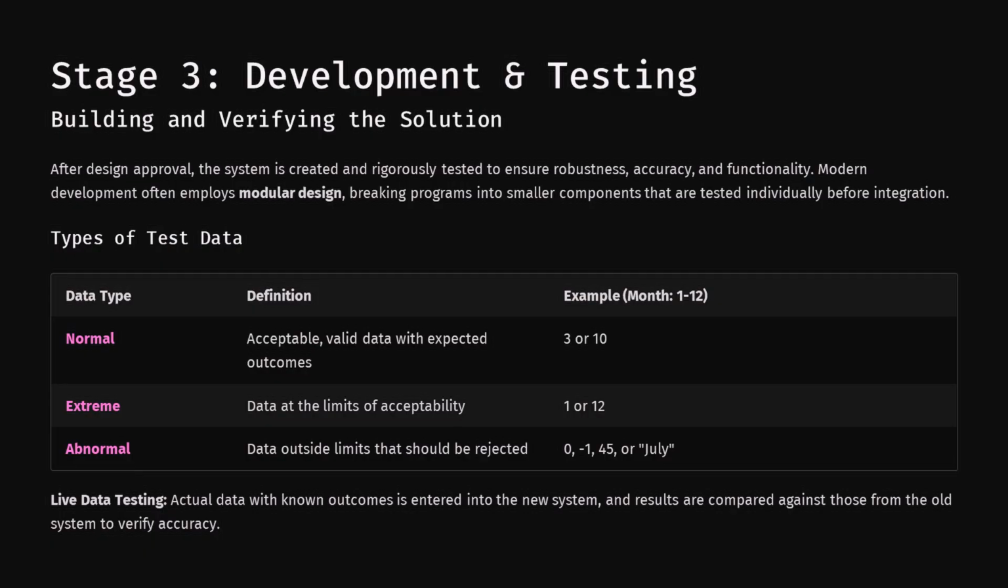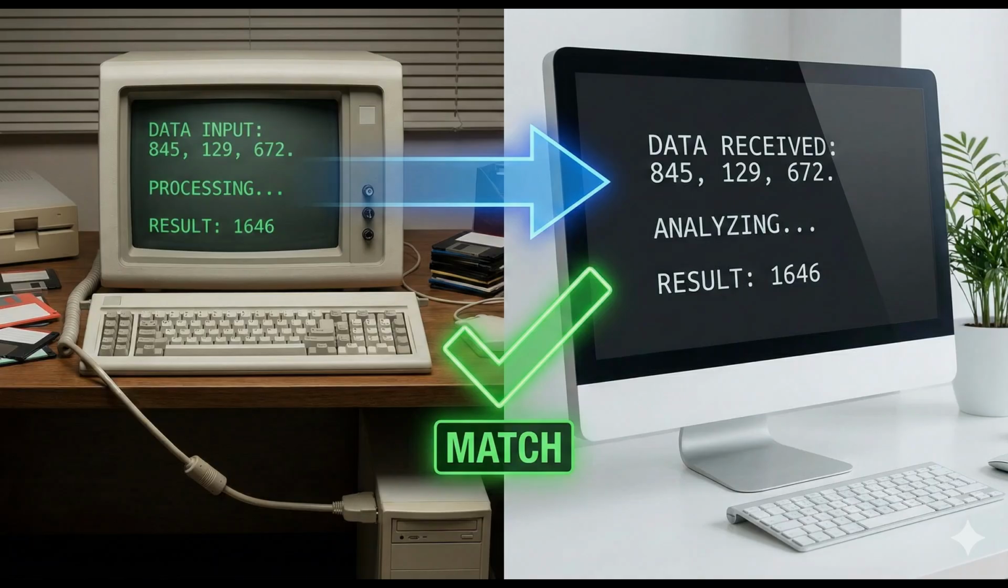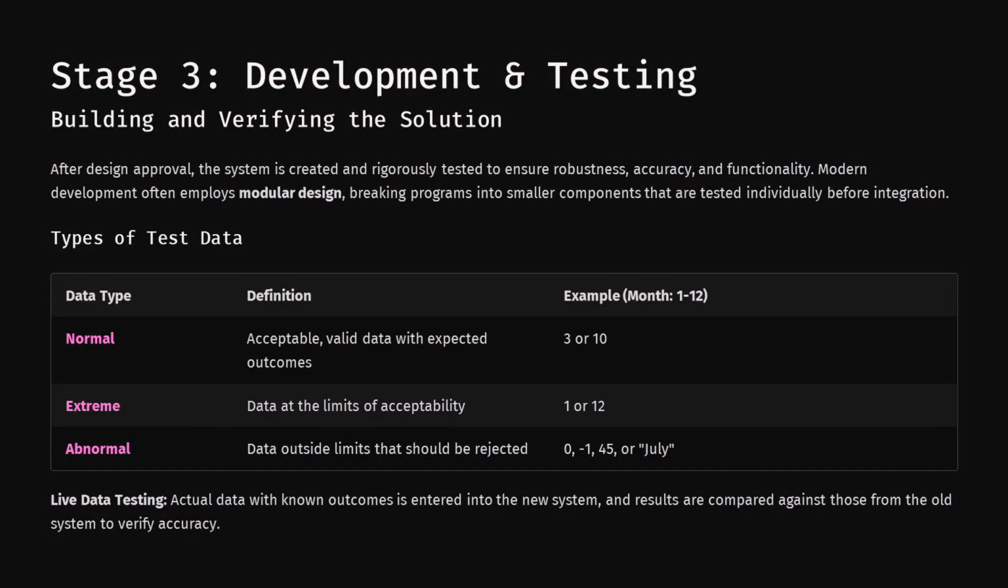There is also something called live data testing. This involves taking actual data from the old system with known outcomes and entering it into the new system. Then you compare the results from both systems to verify accuracy. This is really important because it uses real-world data, not just theoretical test cases. If the new system produces different results from the old system with the same data, you know there's a problem that needs to be fixed before implementation.